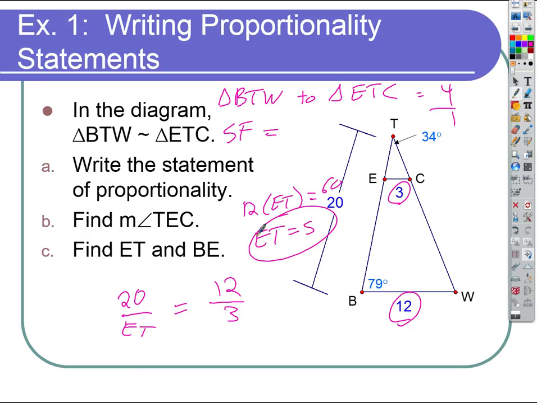Okay, good. And then if I wanted to find BE, Ellie, what am I going to do there if I want to find BE? So I know this one is 5. What's the last kind of small step to find what that is? Yeah, 20 minus 5. Okay, so 15. Good.